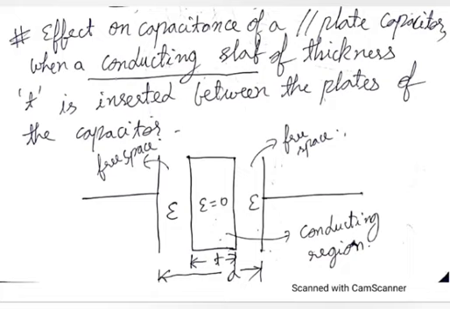As in the diagram you can clearly see that there is a parallel plate capacitor, and between the plates I have inserted a conducting plate of thickness T, and there is some space between the plate of the capacitor and the conducting plate. That space we would call free space. Now again the same method we would follow, that is we will calculate the potential in free space as well as in the conducting region.